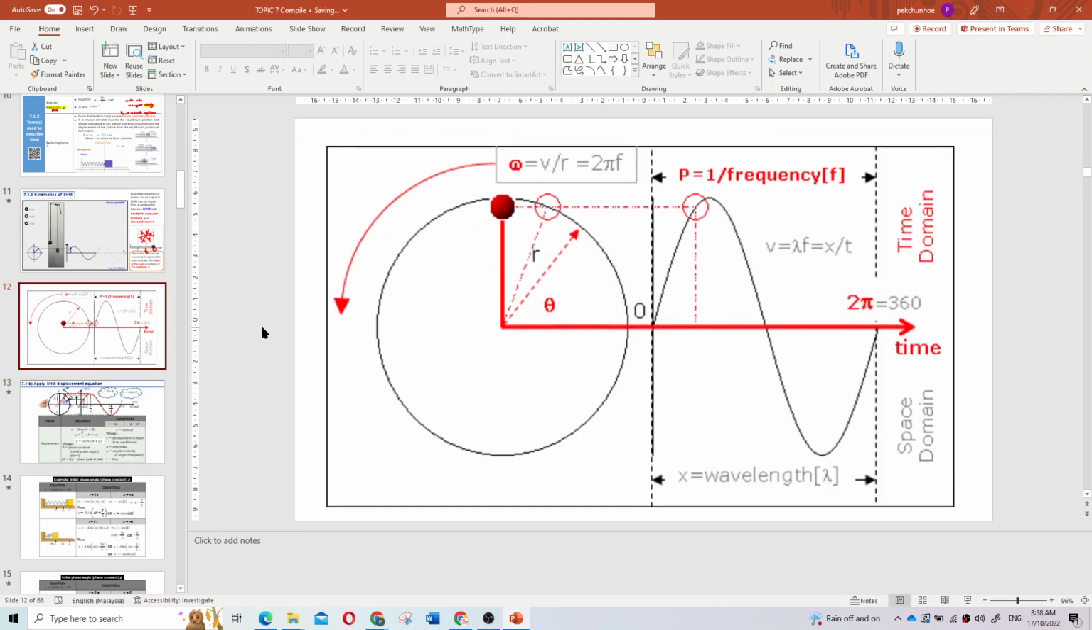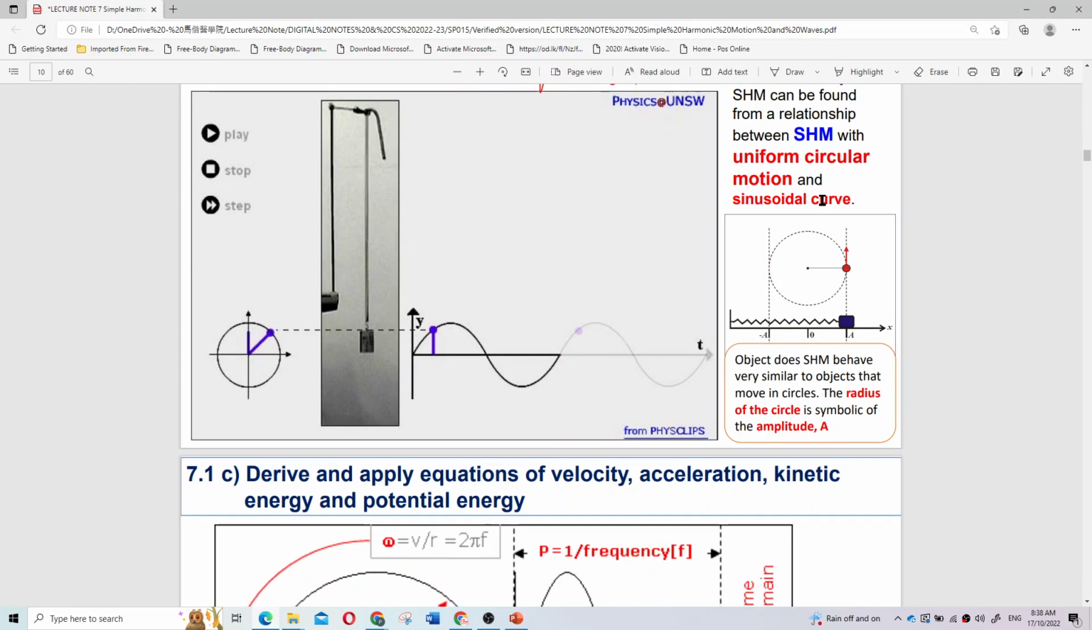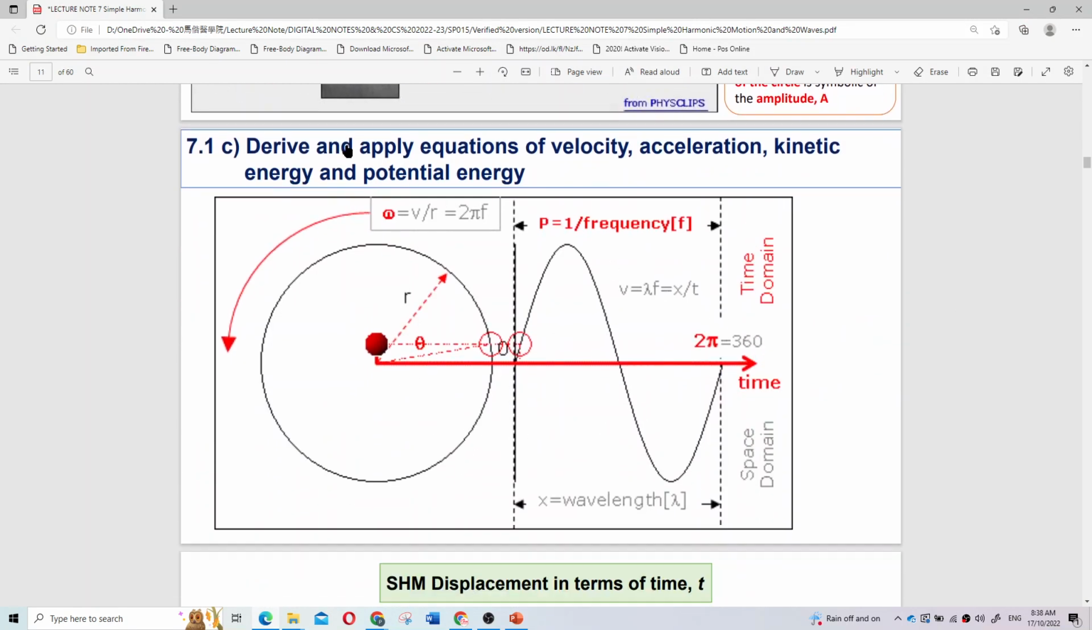So right now I want you to look at this simulation also. This simulation already shows you simple harmonic motion, circular motion, and the sinusoidal graph. Okay, so let's go back to these notes again. Now we want to derive the equations of velocity, acceleration, kinetic energy and potential energy.